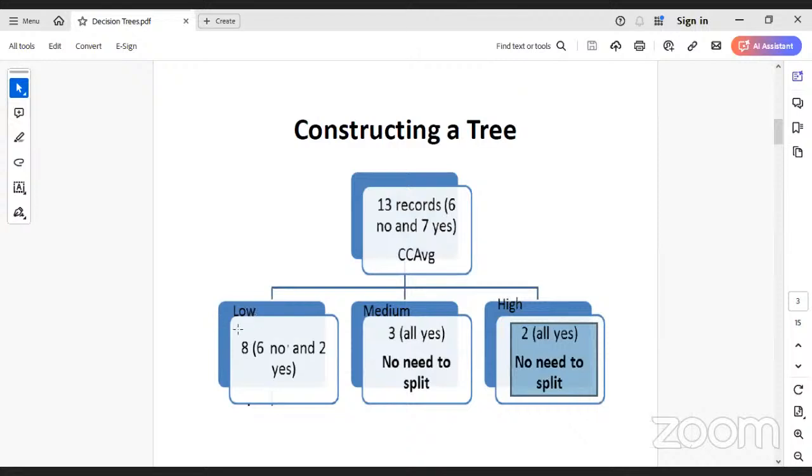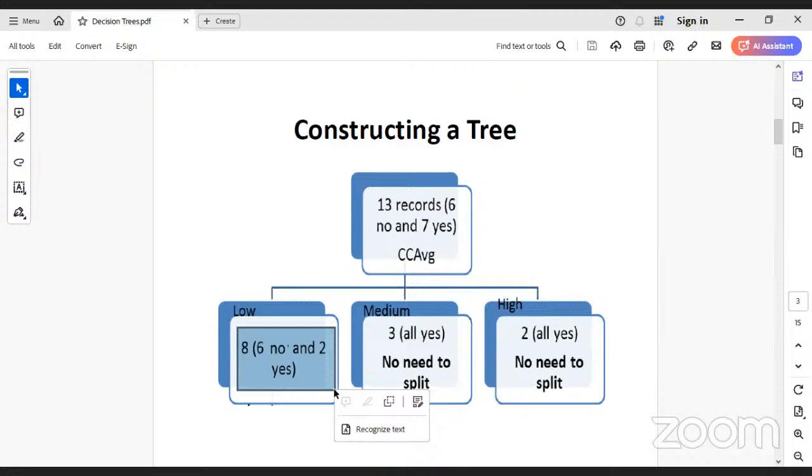Low is not a branch because we have 8 records and they are not all of a single class. They are of two classes, yes and no. So we don't call it a leaf node.